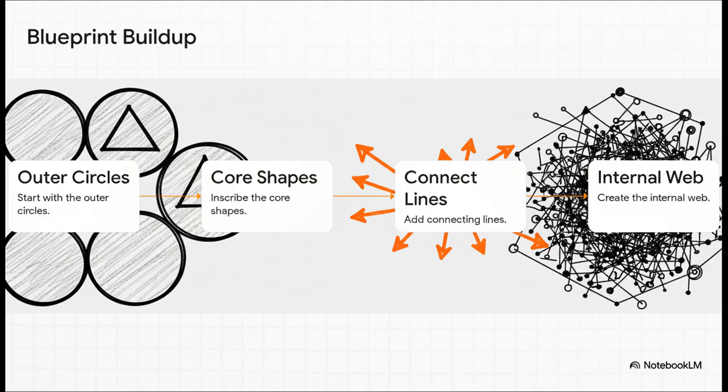You can almost picture how you'd build this, right? First, you'd start with those basic circles. Then you pop the main shapes right inside them. After that, you just start adding all those connecting lines between the important points, and boom, you get this dense little web on the inside. It's all just a logical, step-by-step process.